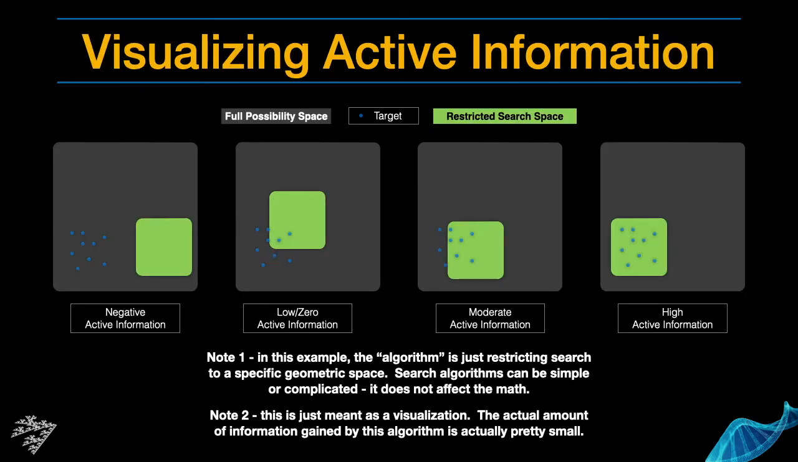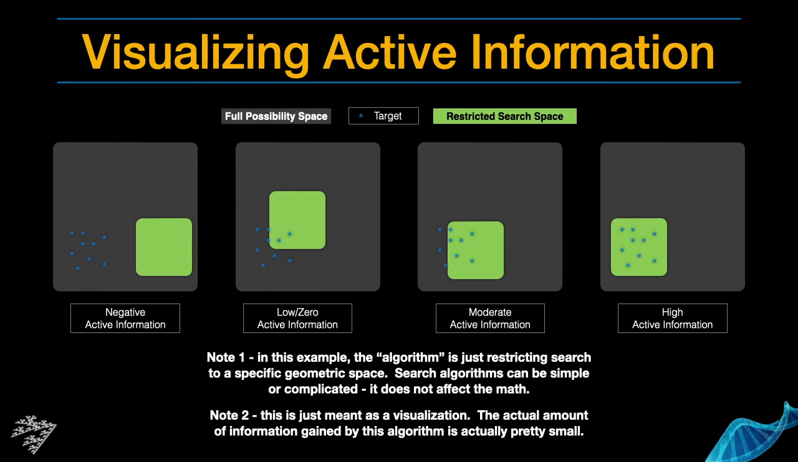So the way to visualize active information, just if you're having trouble figuring out what this is: let's say that the gray area represents the full possibility space, and the little blue dots represent targets. Okay, and so hitting any of the targets is perfectly fine. That's a success, if you hit any of the targets. And then the green area is the space that we're actually going to search. Those are going to be the places where we actually look for solutions.